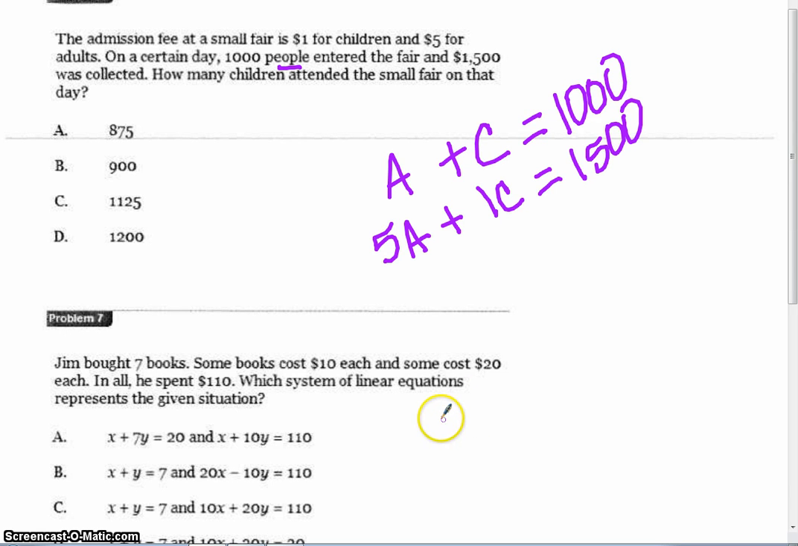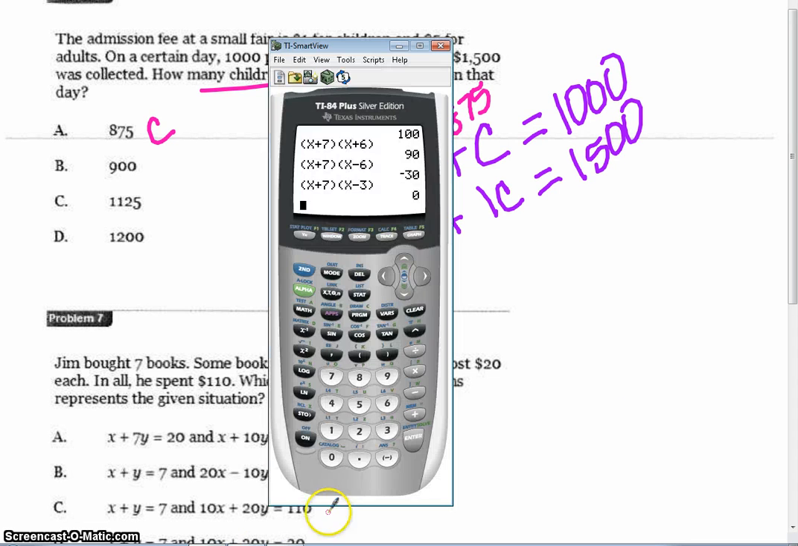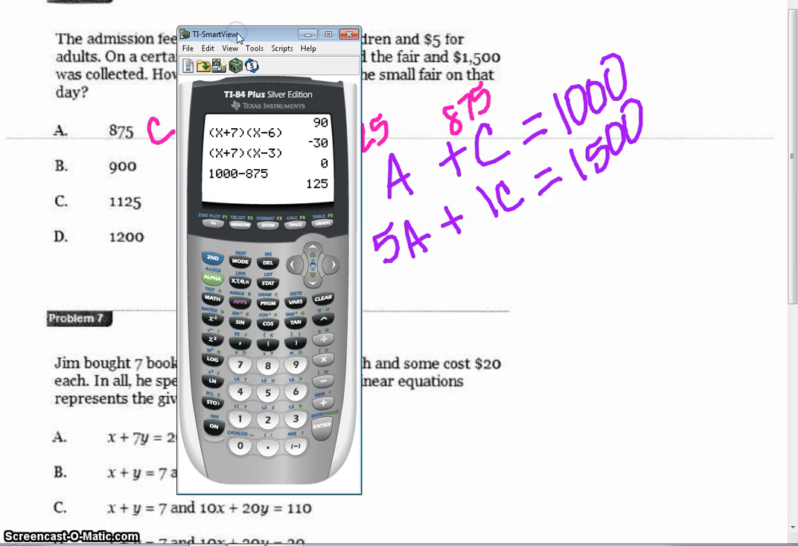Remember that all of your money goes in the same equation. Now, there's a couple of ways you could do it. You could get C by itself and graph it, or you could just test it. If I had 875 children, then I must have had 125 adults, right? Because 1,000 minus 875 is 125. So if that was what I was working with, 125 times 5 for the adults plus 875 times 1 for the kids gives me 1,500. Guess what? I found it on the first one.